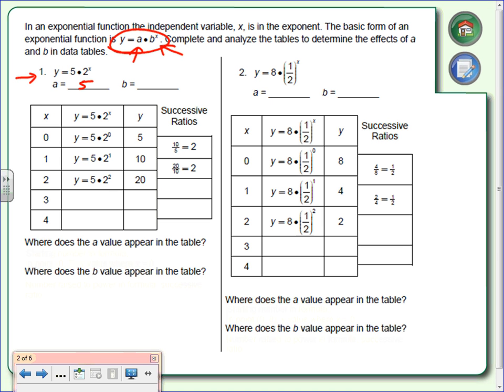B is the number that has the exponent. Which is the number that has the exponent on it? 2. So b is our 2. So a is the first number, and b is the number that has the exponent on it. Now if you come over here real quick to number 2, which of those numbers is the a? 8. It's the first number.